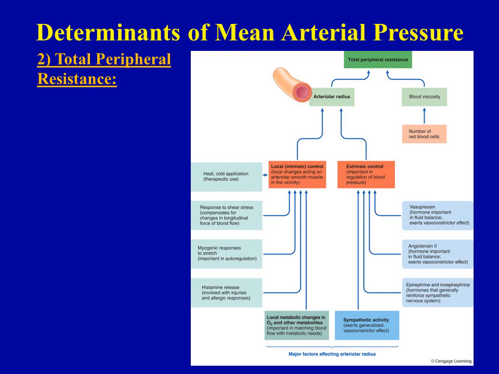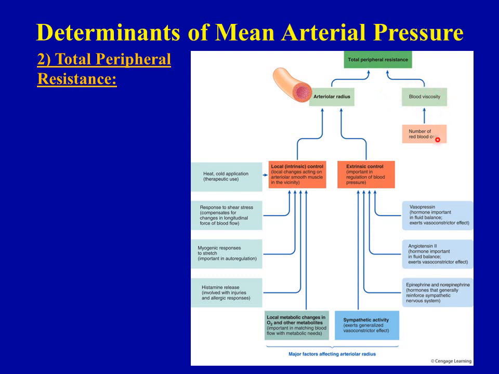In addition to the arteriolar radius, the total peripheral resistance is also affected by blood viscosity. I'm talking about the blood viscosity. If we increase the blood viscosity, the total peripheral resistance will increase, because there will be higher friction between the blood and the vessel wall, and this will increase the resistance.